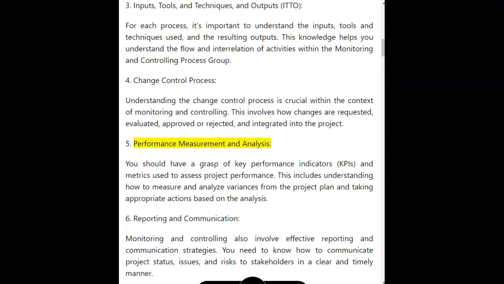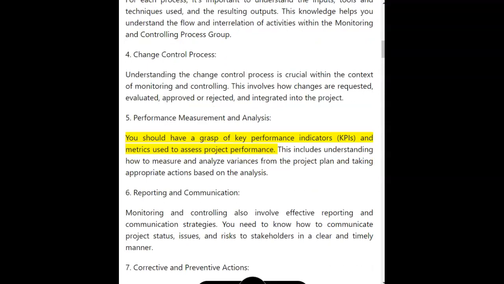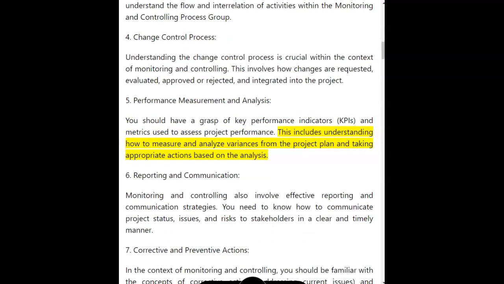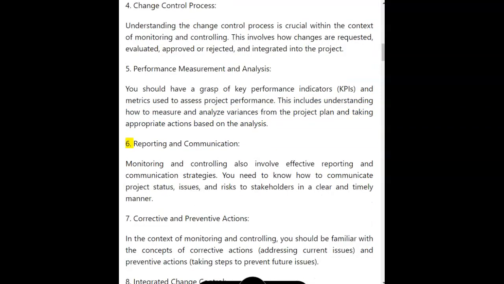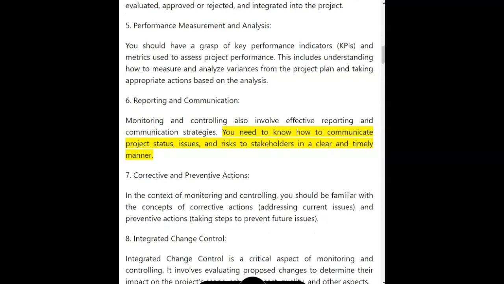5. Performance measurement and analysis. You should have a grasp of key performance indicators, KPIs, and metrics used to assess project performance. This includes understanding how to measure and analyze variances from the project plan and taking appropriate actions based on the analysis. 6. Reporting and communication. Monitoring and controlling also involve effective reporting and communication strategies. You need to know how to communicate project status, issues, and risks to stakeholders in a clear and timely manner.